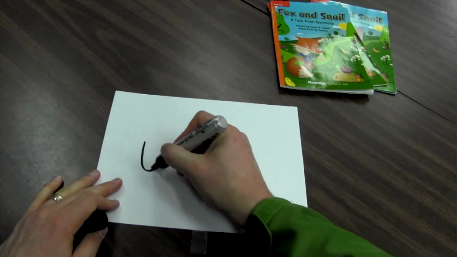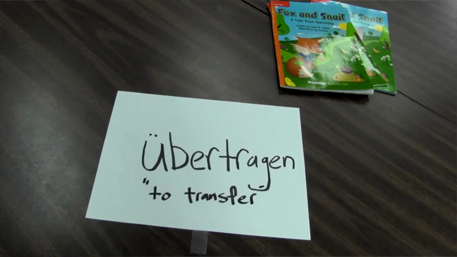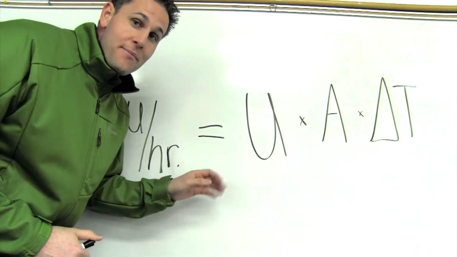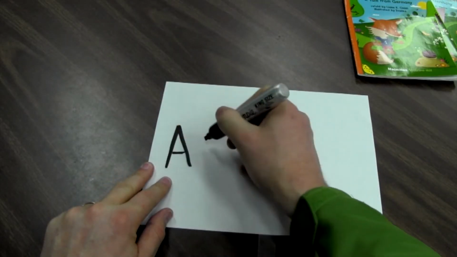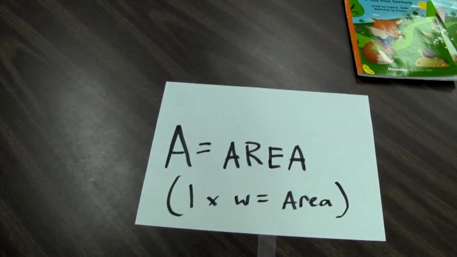This U is a really interesting one. It comes from the German word übertragen, which means transfer. Since we're talking about heat transfer, that makes sense. Now this A stands for area. This is talking about the area of a wall or a ceiling or a floor or a window that our heat is transferring through.